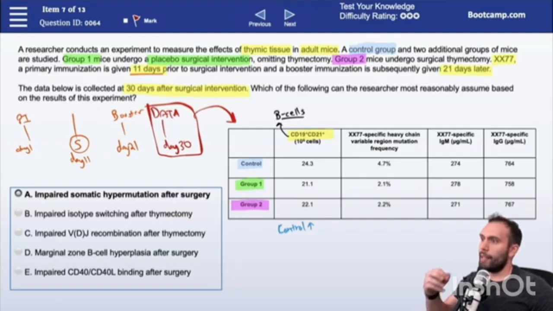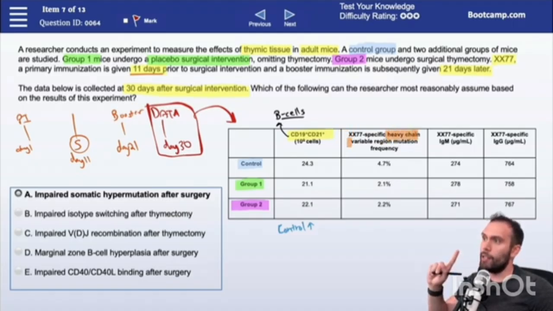If we look at the second column here, there's a pretty significant difference in the percentages. Now this is XX77, the vaccination, specific heavy chain variable region mutation frequency. You read something like that, and that can definitely start to give you some palpitations on test days. So we're not going to panic, we're going to break this down.